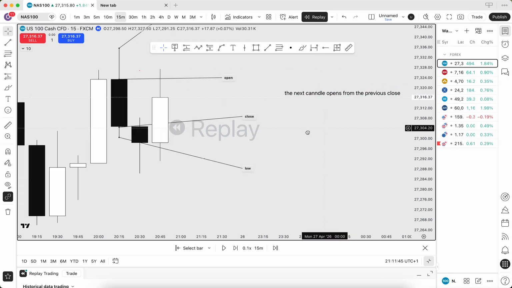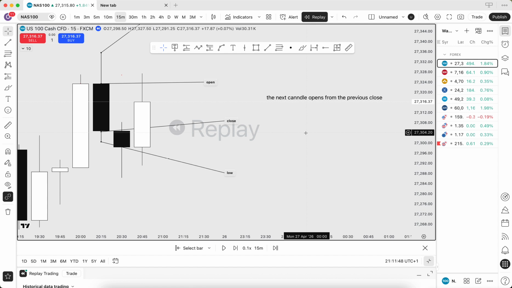Now I don't want to take you into time frame alignment or all this manipulation, AMD, accumulation, manipulation and distribution. I'm not ready for that here. I just want you to understand how the candle forms. If you understand how the candle forms, it's going to save you a lot of stress. Oh sorry, I made a mistake in my candle, but bear with me. The next candle opens from the previous close. Look at it, this is the close.